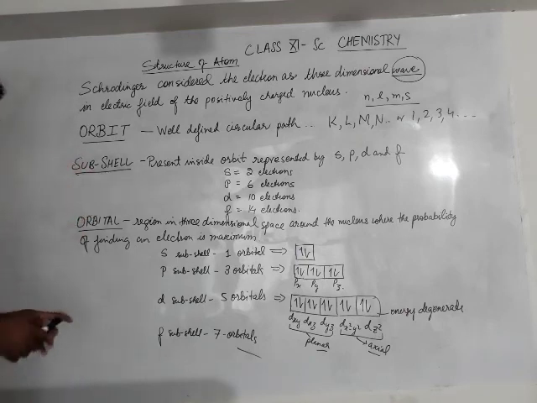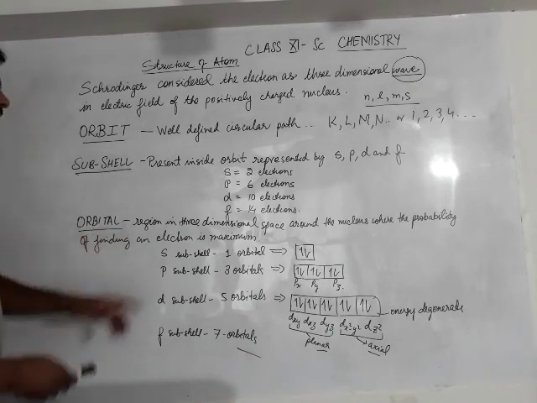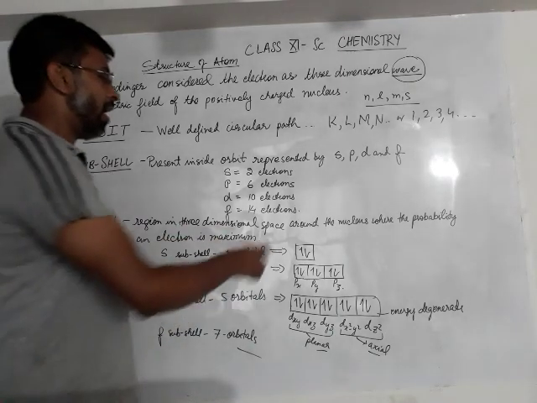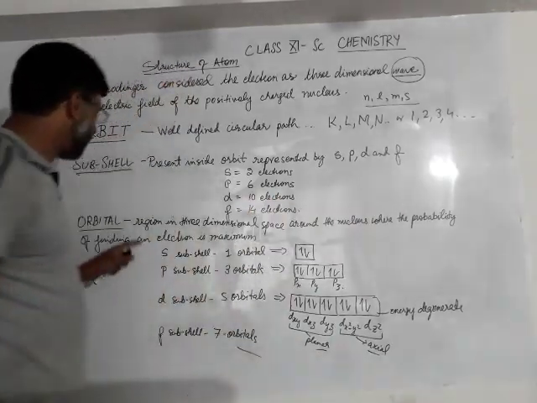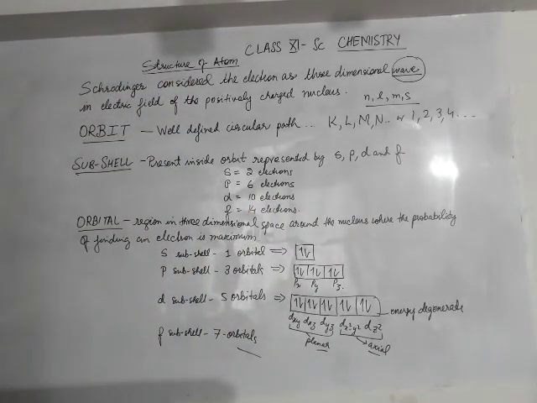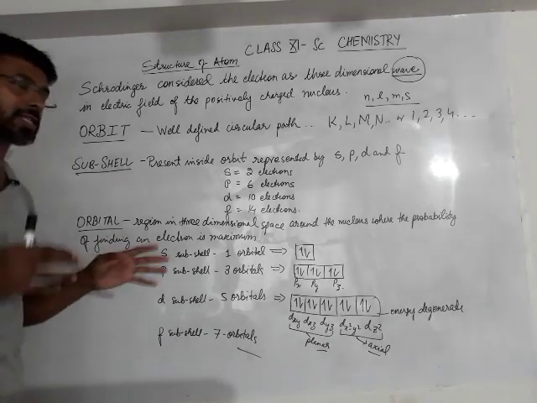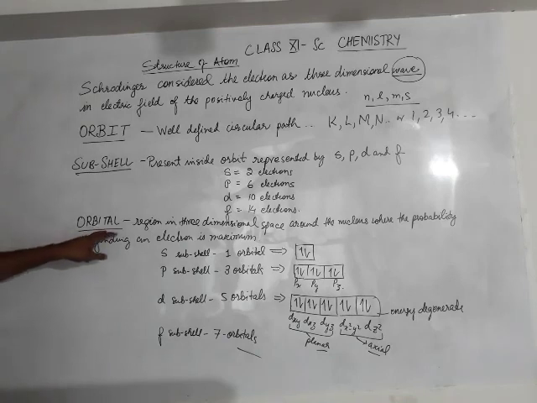Now what is an orbital? An orbital is a region in three-dimensional space around the nucleus where the probability of finding an electron is maximum. So if you want to know where the probability of finding an electron is maximum, then you have to talk in terms of orbitals.